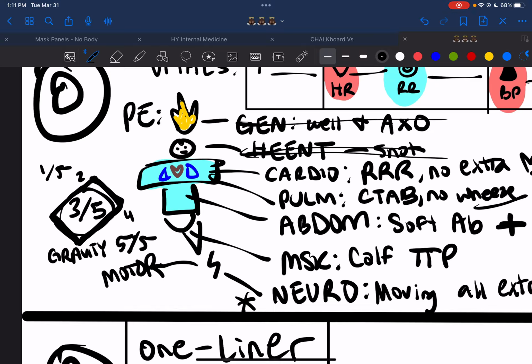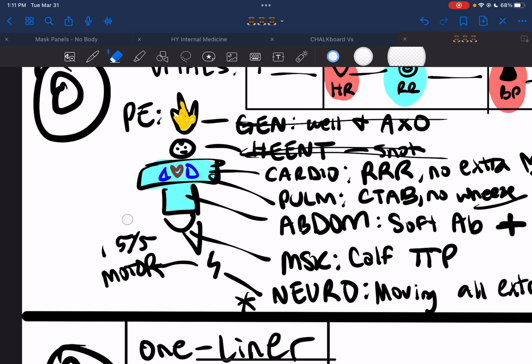If they can do more than that, if they can move against gravity and against force, then you put 4. If they can move against gravity and force, and the force doesn't overwhelm them, then it's 5. If they can't even move against gravity, they're too weak to do that, then you put 2. Against gravity just means being able to lift their limb up by themselves. Anyways, that's a lot of talking.